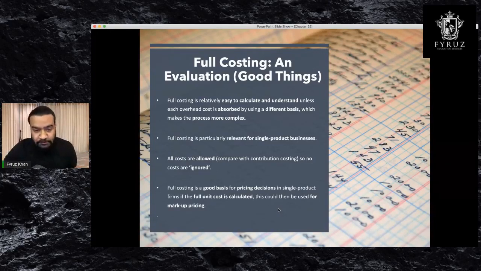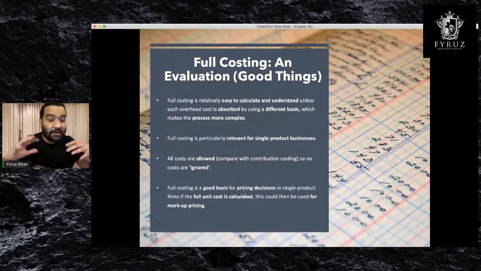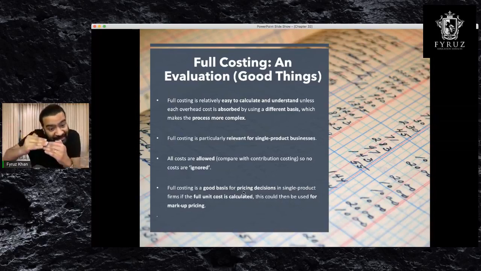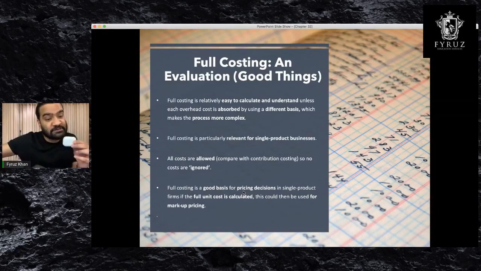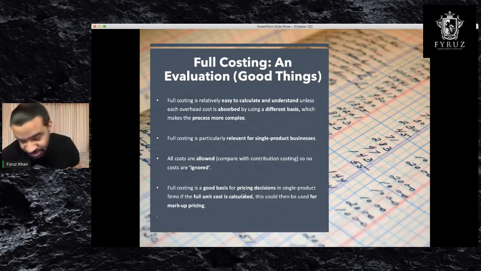And as I already told you, full costing is a good basis for pricing decisions, because you're including all cost, and then you can add a certain percentage. Let's say to make this product, it took me, let's say, $80. I can charge $160 to consumers. So it's a fair profit. You can make a good decision.